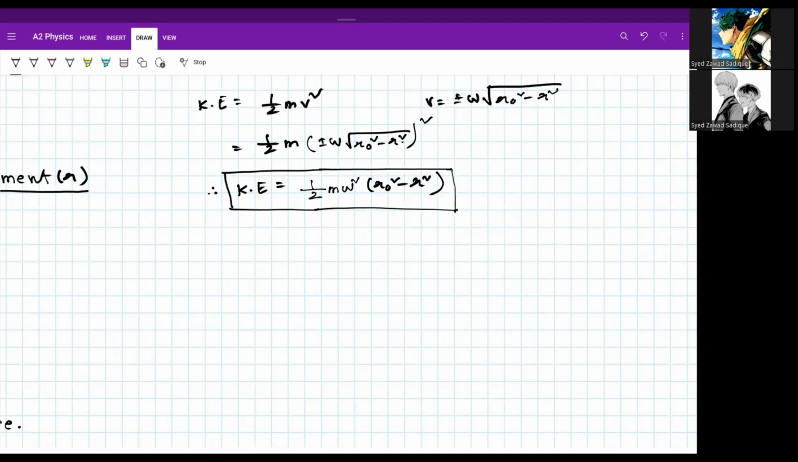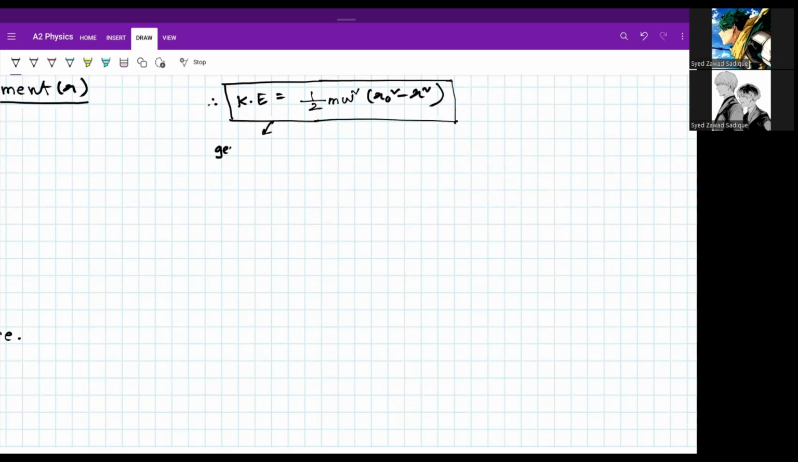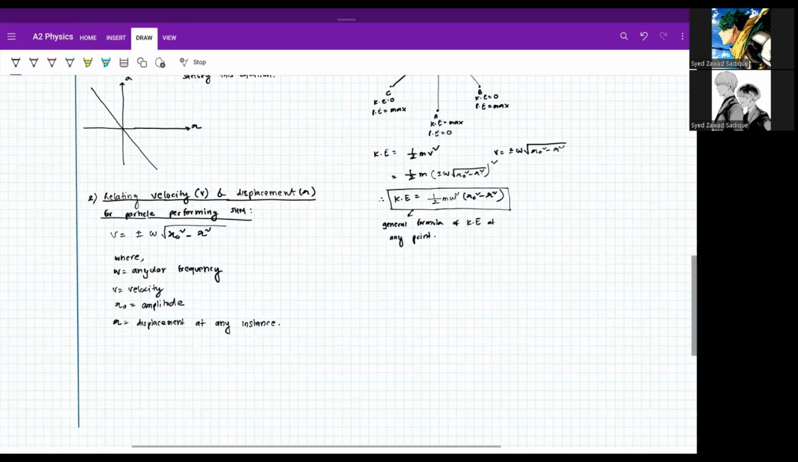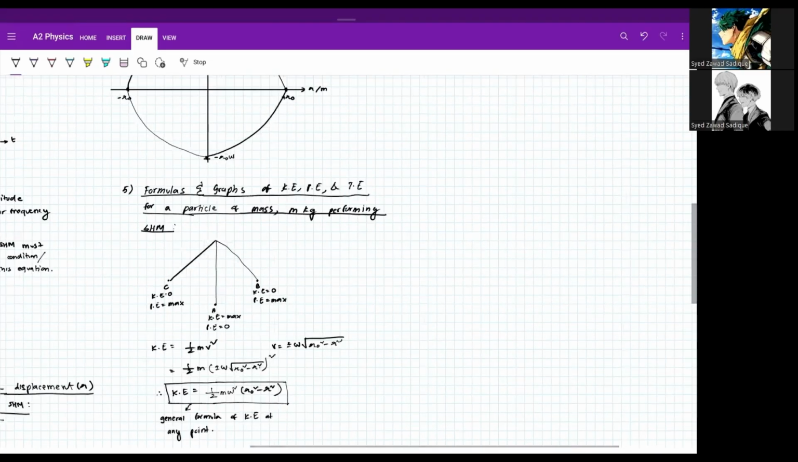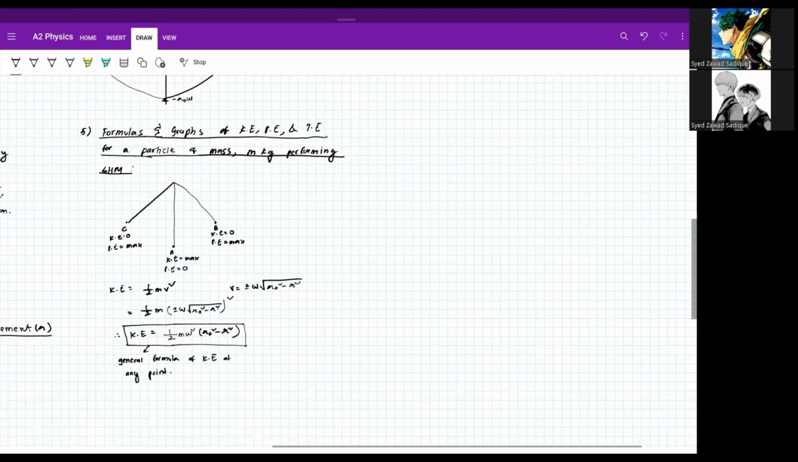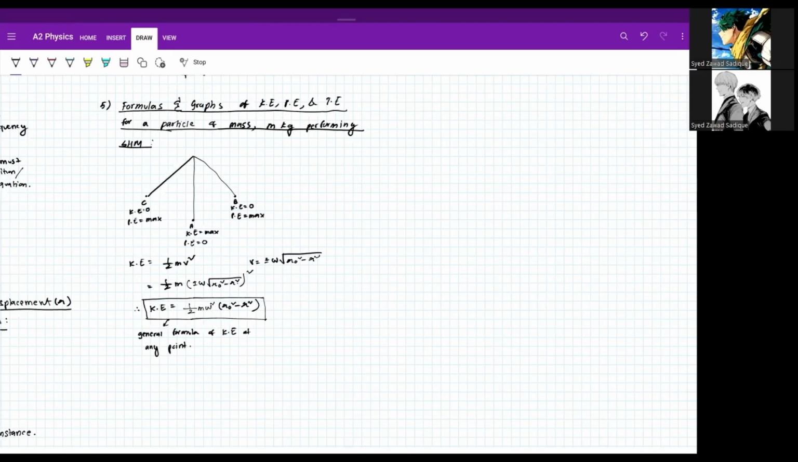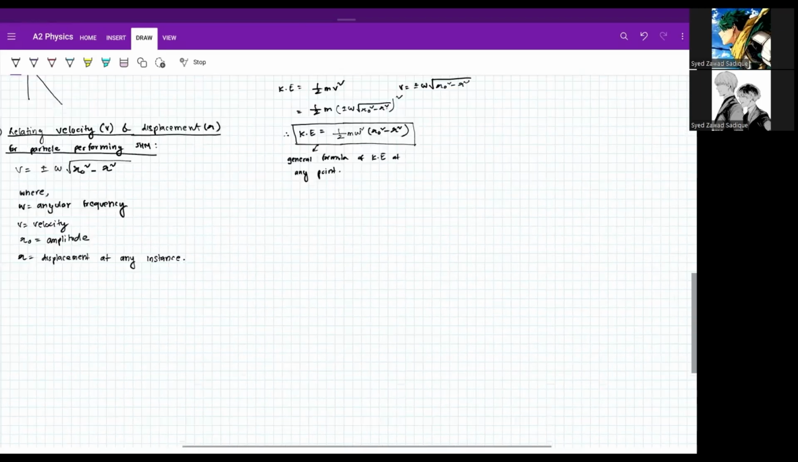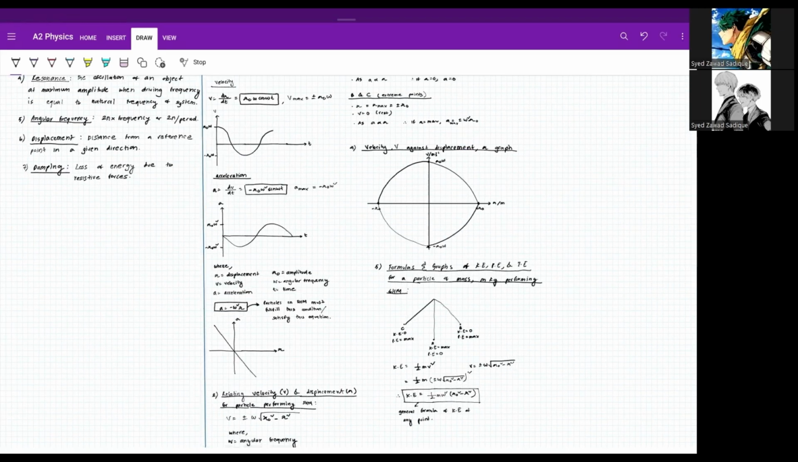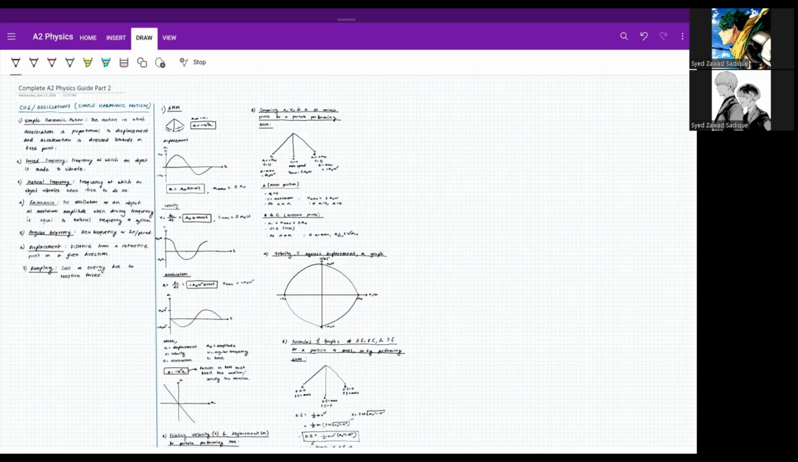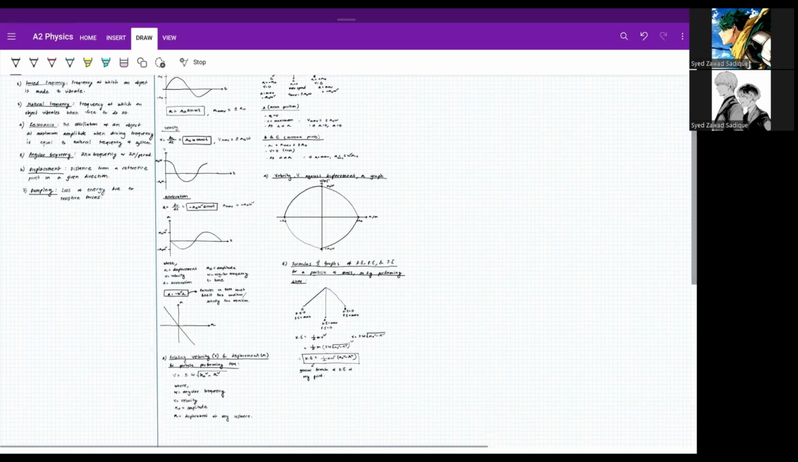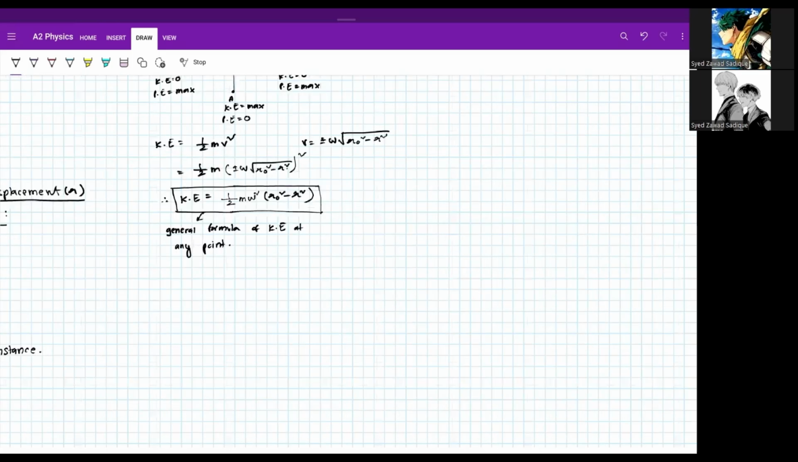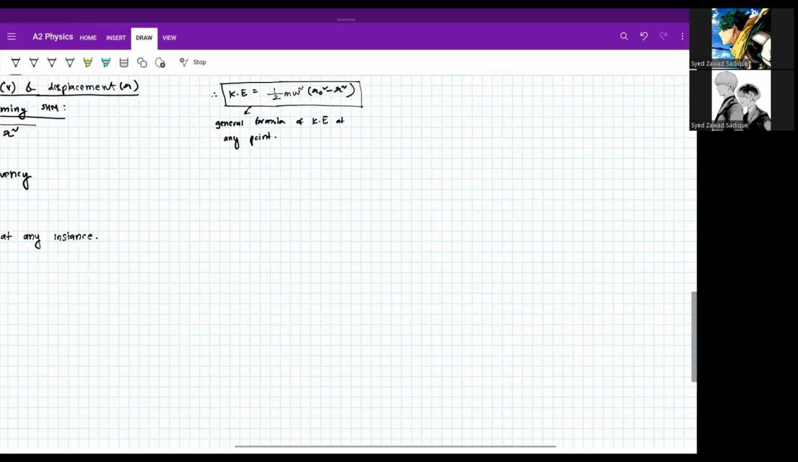Nice. Okay, this is the general formula of kinetic energy at any point. Okay, now I will double down on this concept. So the graph that we are expected to learn, just before I draw anything more, it's already so much. So the graph that we're expected to draw, I'll draw it here.